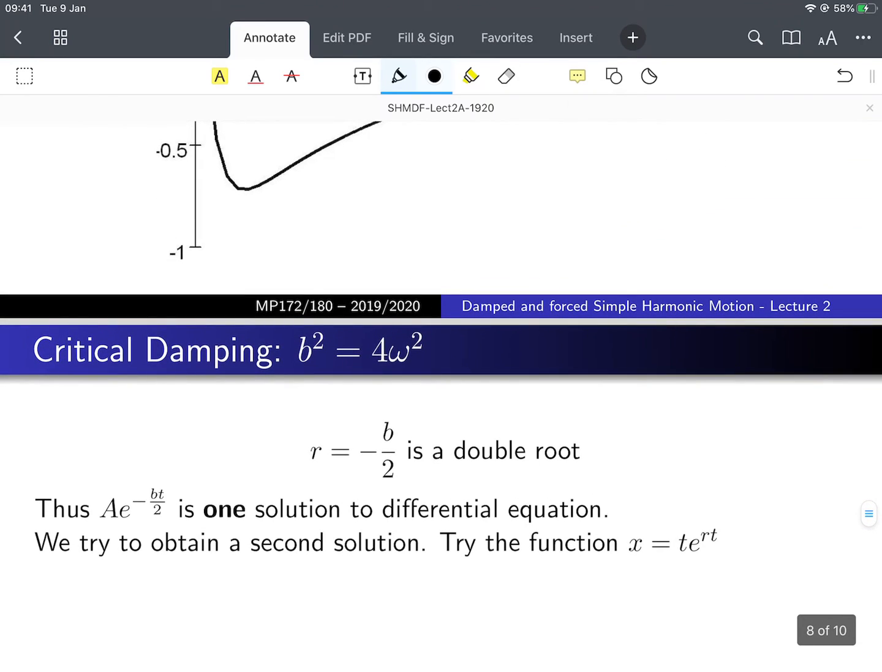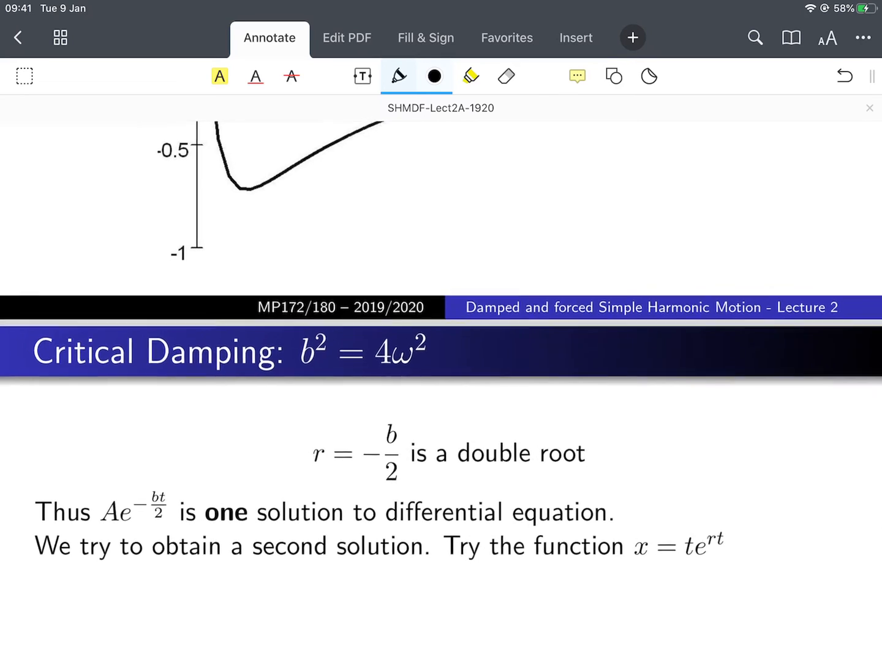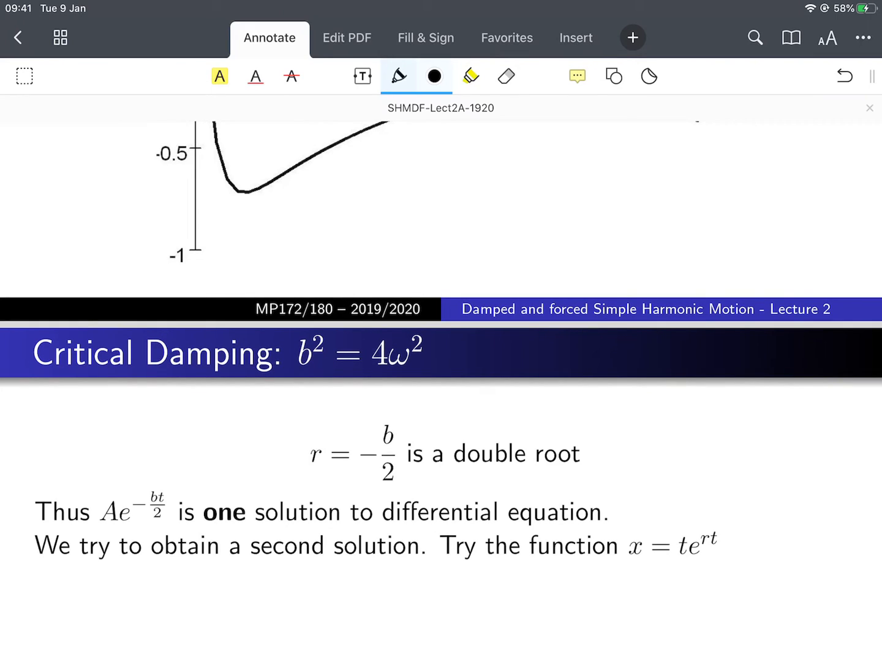There's a very special case, and that's more like a mathematical oddity. It's when you have a double root, right? When you have b squared minus 4 omega squared equals 0. Write it like this. Then the square root is 0, and then you have just the one root. It's called the double root. R1 equals R2 equals minus b over 2.